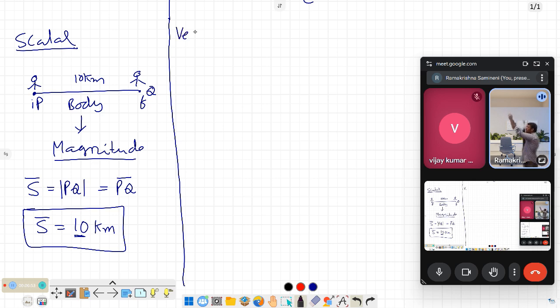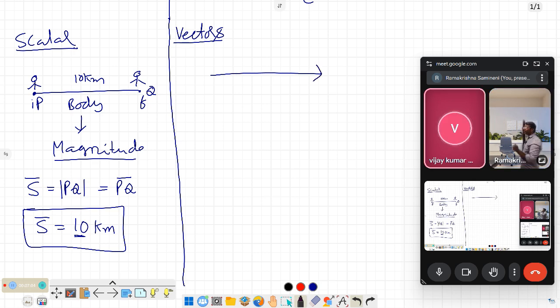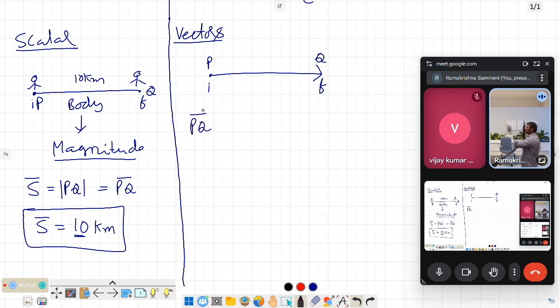Okay. Next one, vector quantity. How to represent vectors? A vector is represented with a straight line along with an arrow mark, which gives the direction. This is called the initial point, and this is called the final point. The arrow mark will always be at the final point. If you represent the initial point with P and the final point with Q, then this PQ is a vector quantity. That means you have to keep the arrow mark above it.